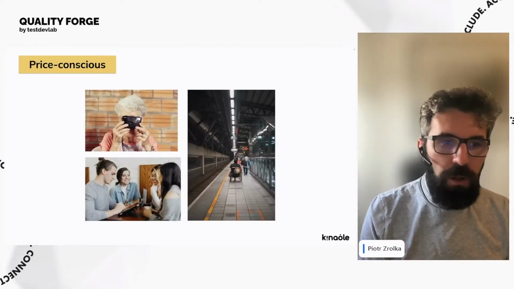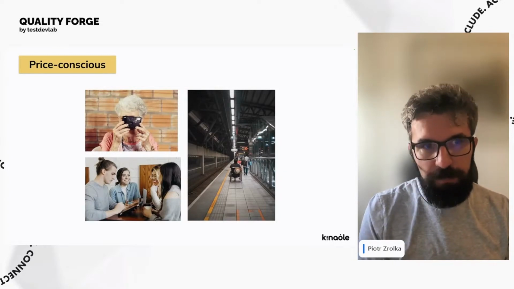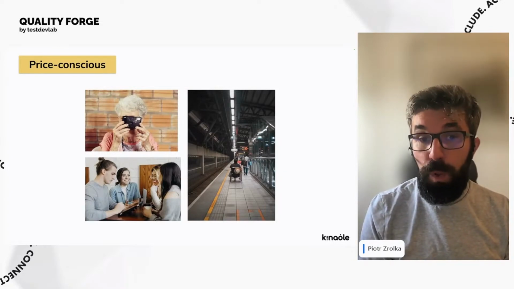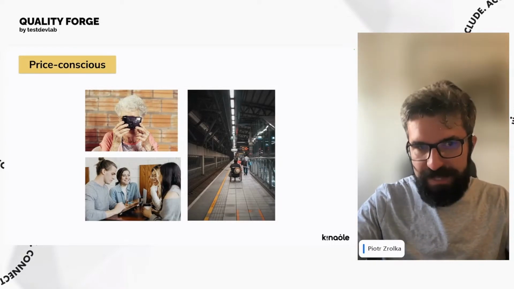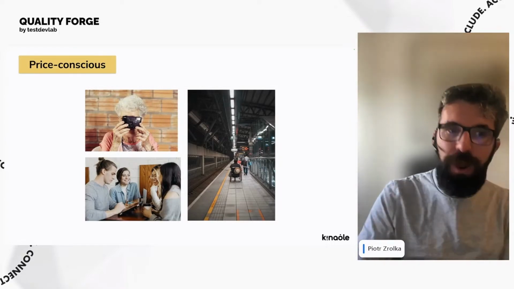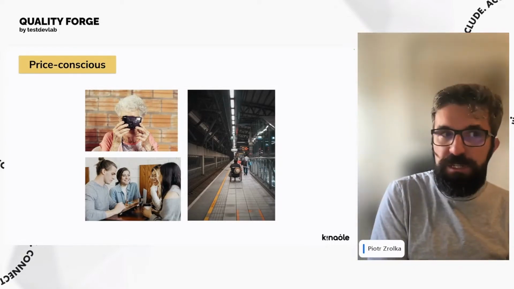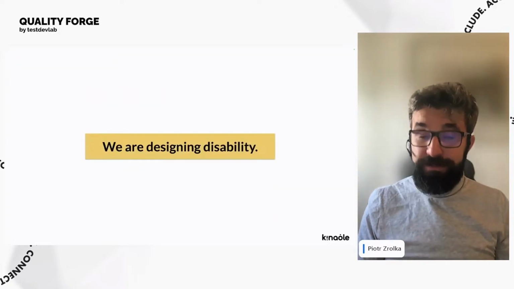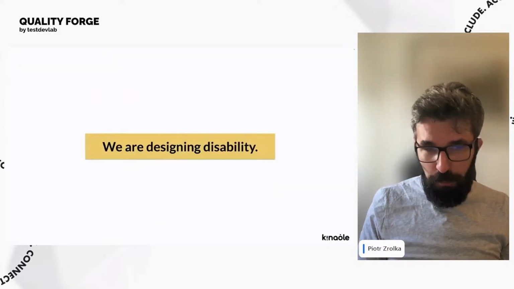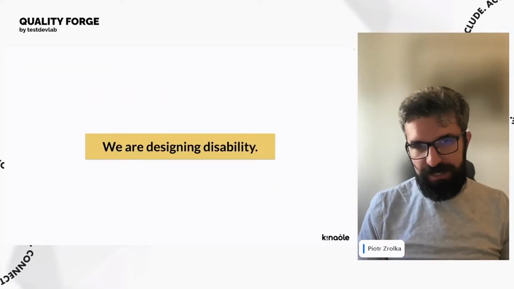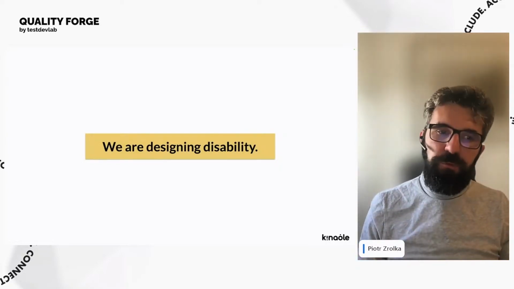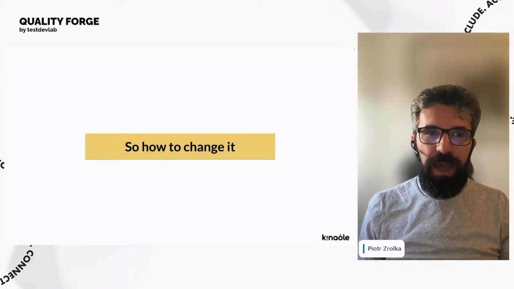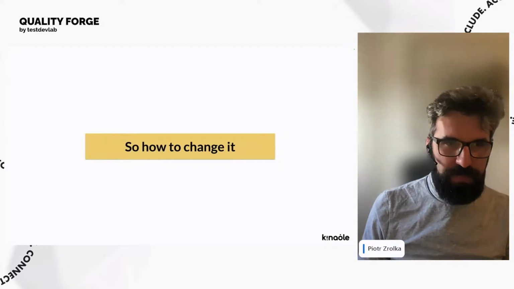It might be old students. It might be John Smith who is in a wheelchair. So they still have the same need. They want to travel, so they want to use some digital product. And then I will make a statement: we are designing disability, rather than making a product accessible from the beginning. So how can we change it?